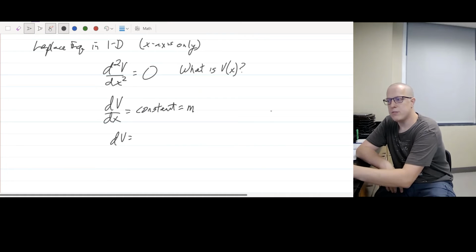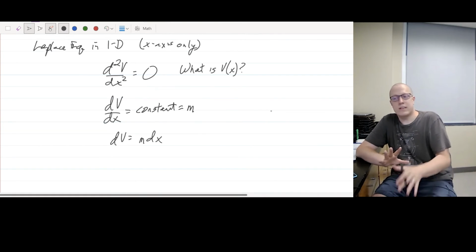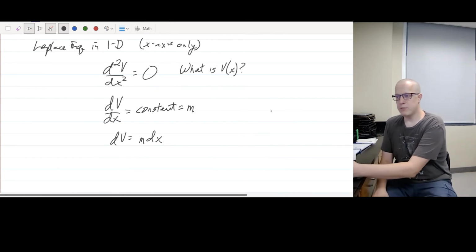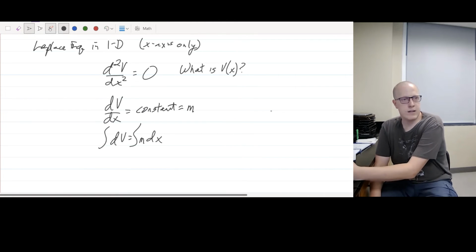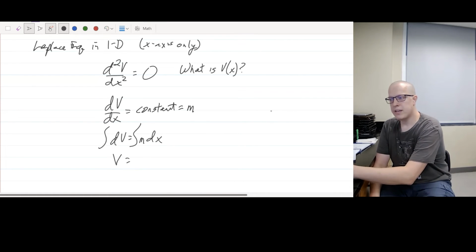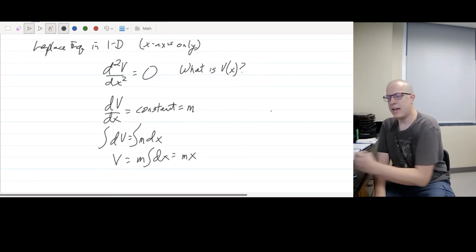A simple way to do this is to separate out the dv and the dx. Don't tell any math people that we're doing this, right? You're not really supposed to treat a derivative like a fraction, but we're physicists, so we can do whatever we want. And so when you do this, now I just integrate both sides. The integral of dv is just v. When I come over here, m is a constant, right? We just said that. And now I have the integral of dx, and so when I take that, I get mx.